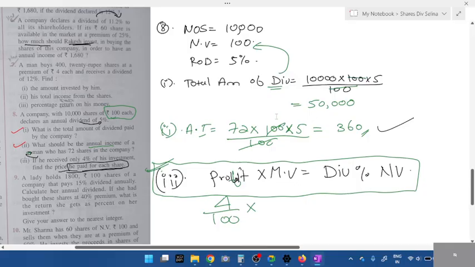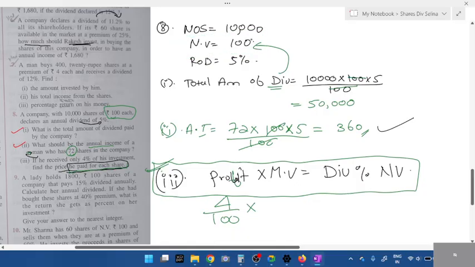So this person who bought 72 shares, he didn't pay 100 rupees. That is nominal value. Market value is on these 72 shares, how much did he pay? That is what they've asked us to find. Find the price he paid for each share. So he didn't pay 100, students. 100 is the nominal value.